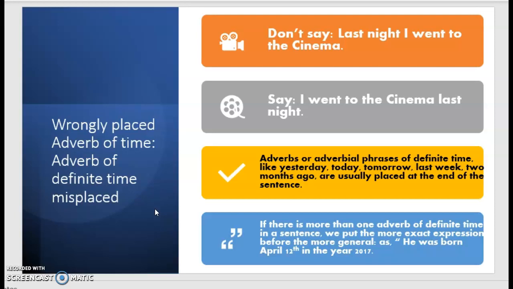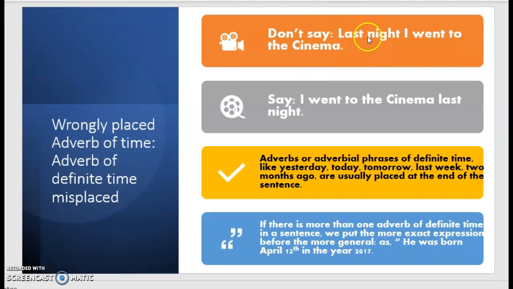We say that an adverb can occupy the first position, the middle position, and the final position. Yes, but it is not arbitrary. Adverbs are not arbitrarily placed in those positions. No, there are rules. So let's look at the placement of adverbs of time. An adverb of time can be wrongly placed in a sentence.